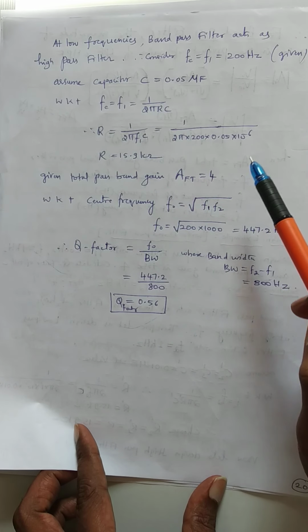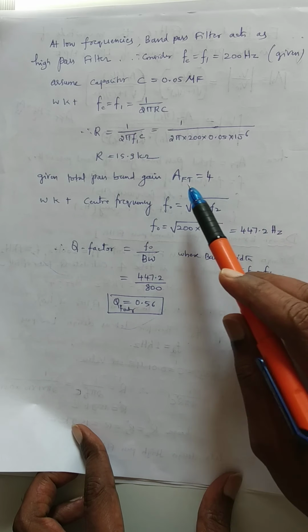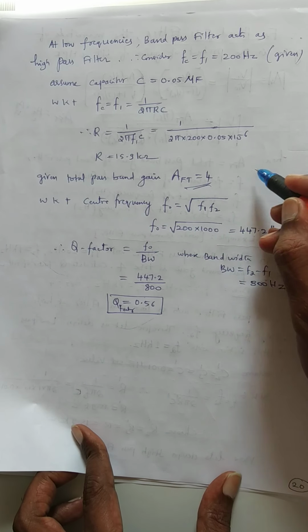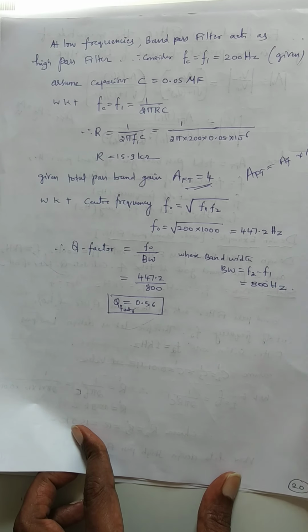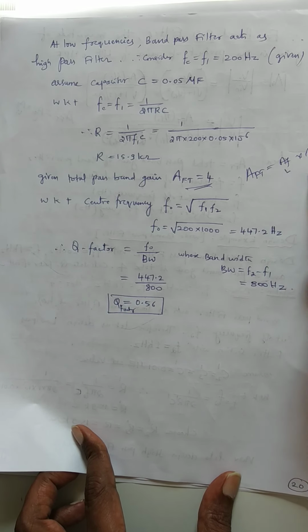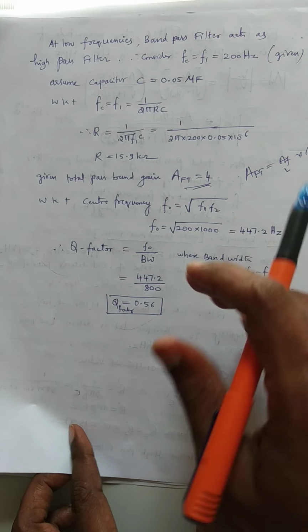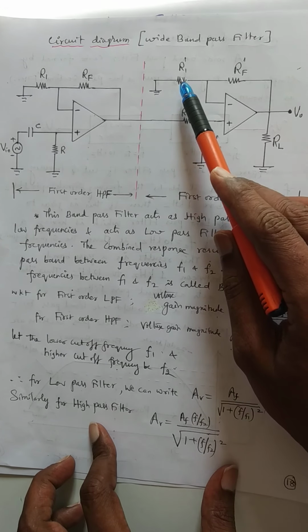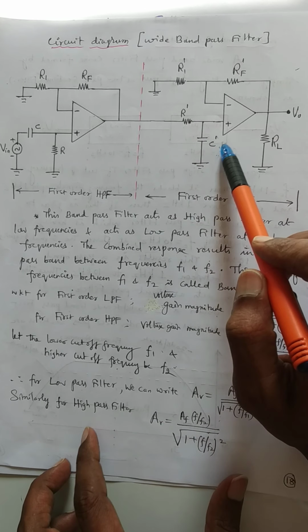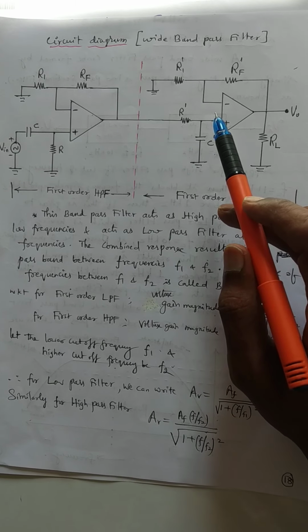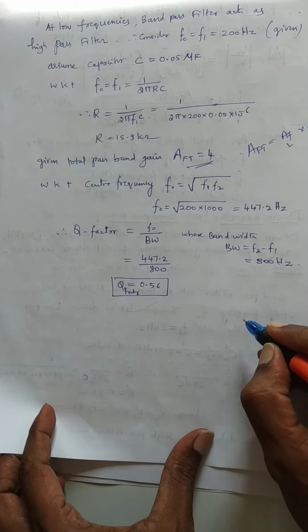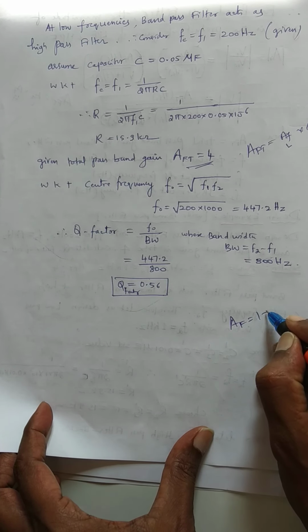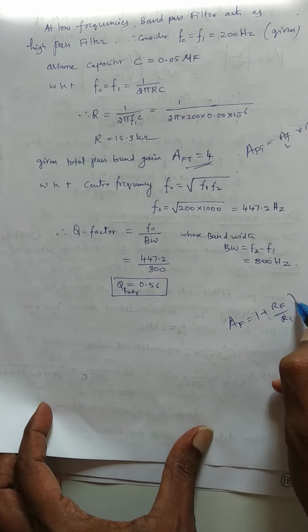Since the passband gain A of t is given as 4, what is A of t? A of t is equal to AF into AF, where one AF is the passband gain of the low pass filter and the other is the passband gain of the high pass filter. This passband gain completely depends upon the values of R1 and RF. So what is the formula for the passband gain? It is equal to 1 plus RF by R1.